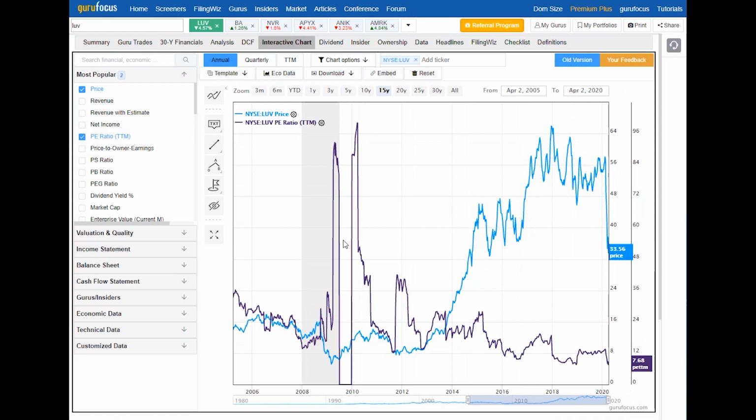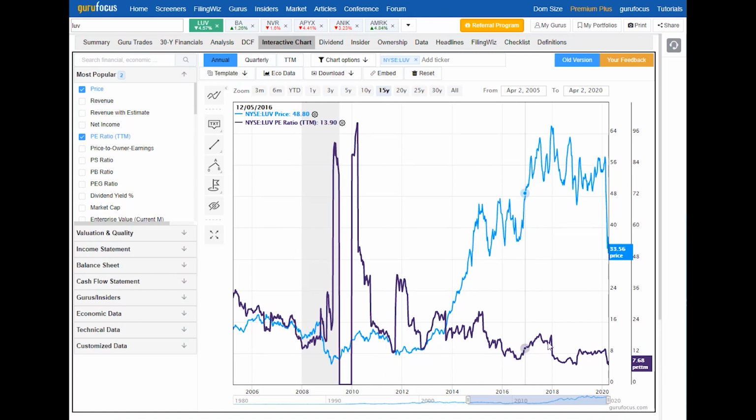you will see that this is a PE ratio. This purple line is the PE ratio of Southwest Airlines. It goes wild historically. And during the financial crisis, 2008, 2009, the company was losing money, earnings became negative, so the PE ratio became negative. Before and after that, the PE ratio was very high because the company wasn't making as much money as it was before the financial crisis.